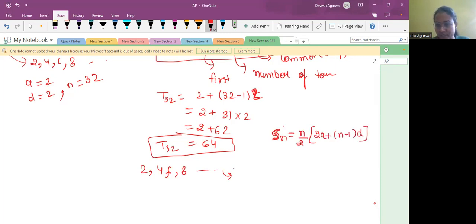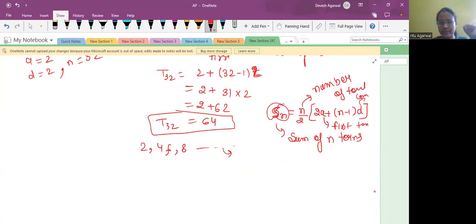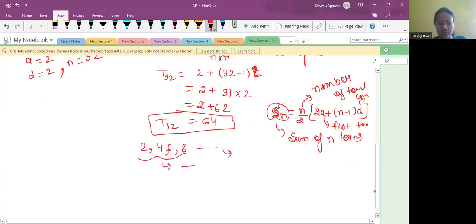So what is Sn? Sum of n terms. And n is the number of terms, a is the first term, and d is the common difference. Got it? So let's take an example. If we want the sum of 10 terms.